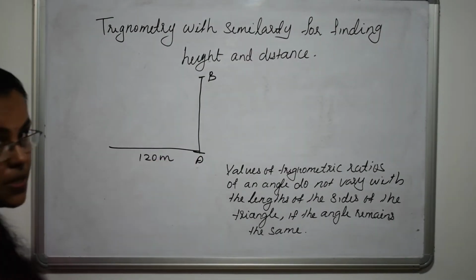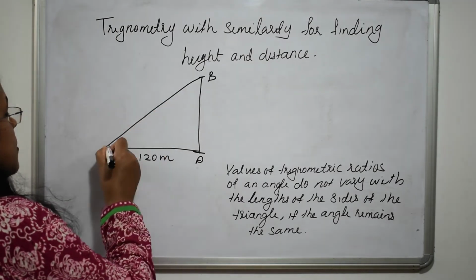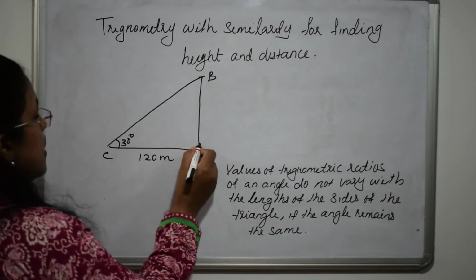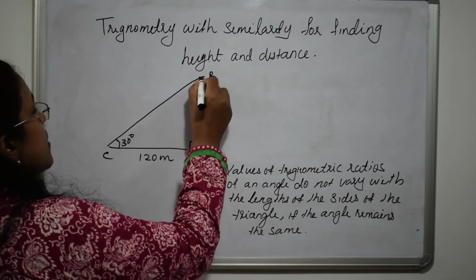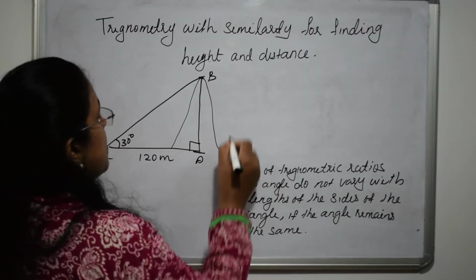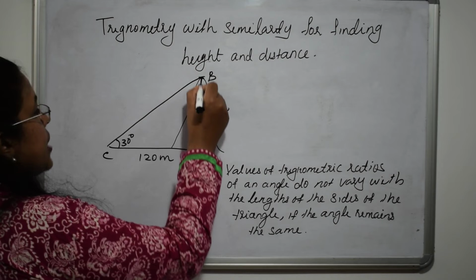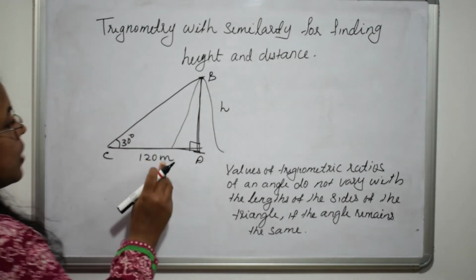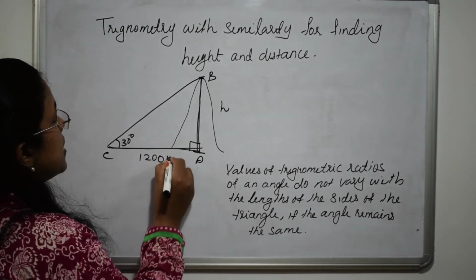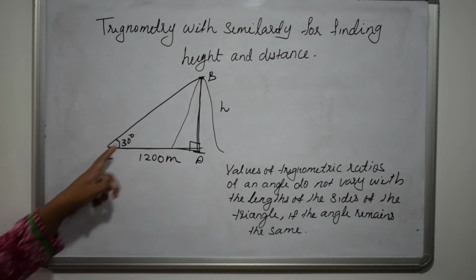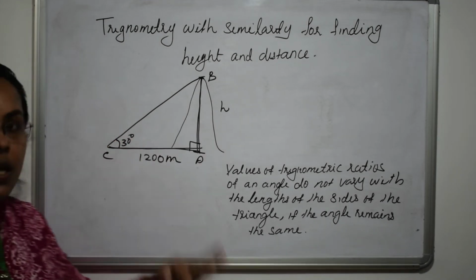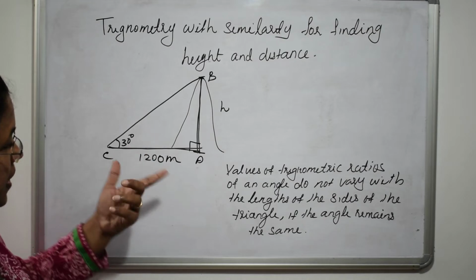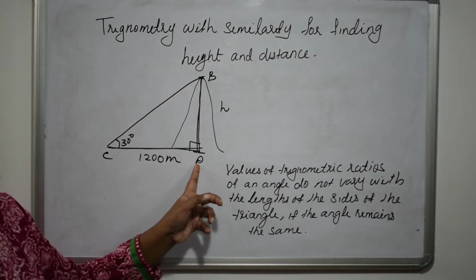1200 meters from this. Suppose we know this angle also, let it be 30 degrees. A, B, C. This is a mountain. We want to calculate the height of the mountain. Then complete a triangle like this. We know the distance of the mountain from you, 1200 meters, and let this angle be 30. How to calculate this angle? That I will explain in the next video. Then we can calculate the height of the mountain.